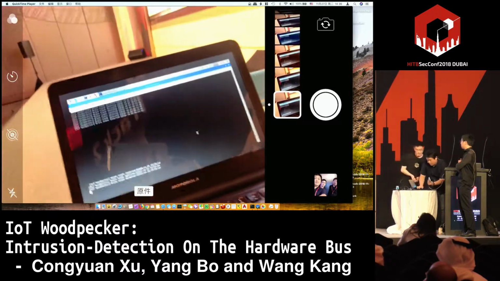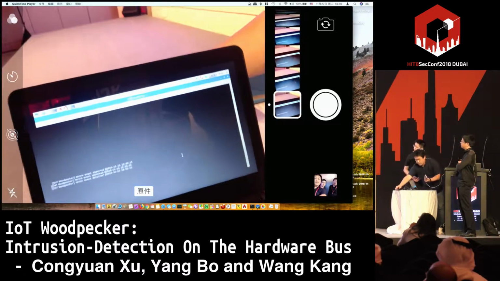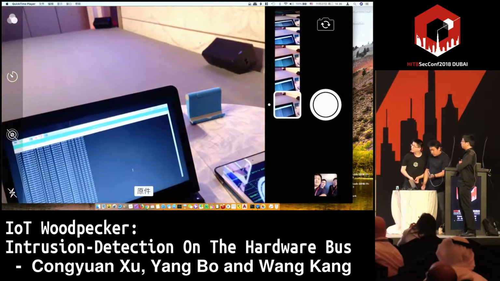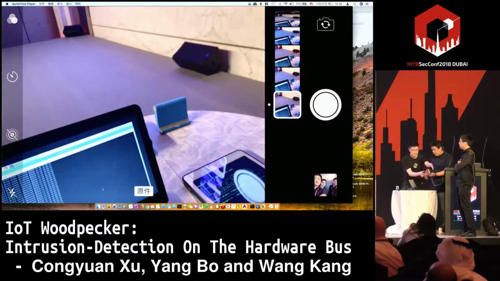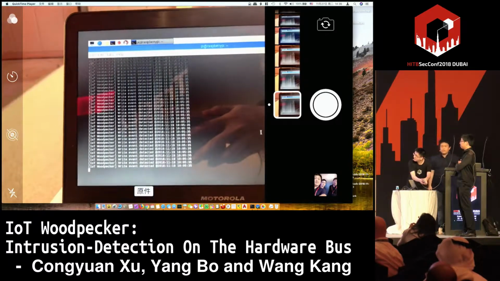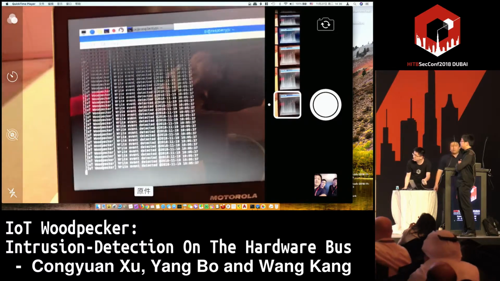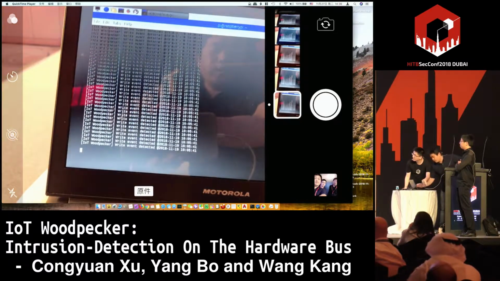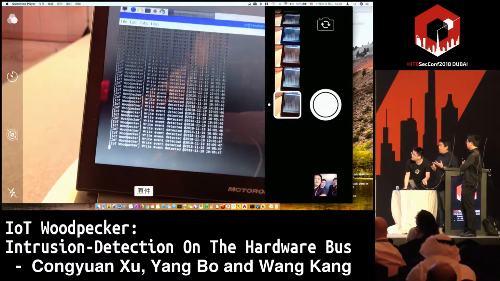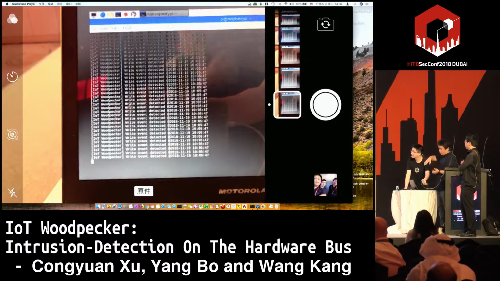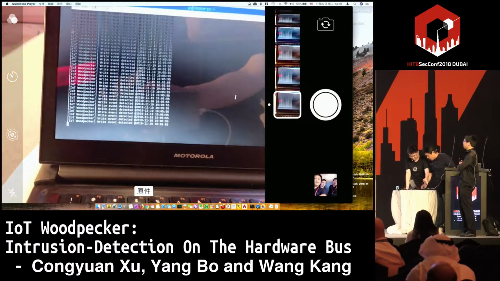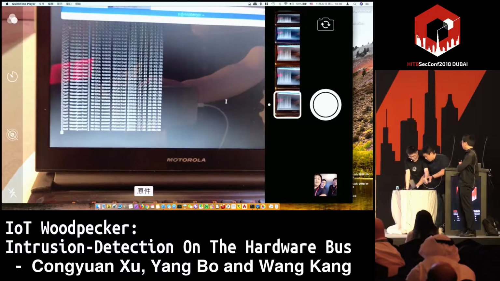Okay. This is our IoT Woodpecker demo, and I plug the router on. You can see some write events detected, and then we can wait for a moment. When the router has totally booted up, I think there will be other write events. Okay, I think if this is booted up, I will pretend there is some invader from the network side. I will pretend I am the intruder, so I will connect the router with this iPad.